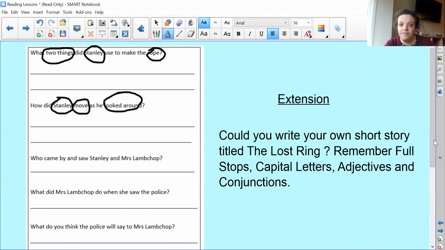Now a little extension for you this morning to have a go at is writing a short story that's going to be a little bit similar to this one about the lost ring. Remember your full stops, capital letters, adjectives and conjunctions, but start off with the lost ring and talk about where it was lost, who lost it, how did they get it back. Think about the Flat Stanley story and how you could adapt it.